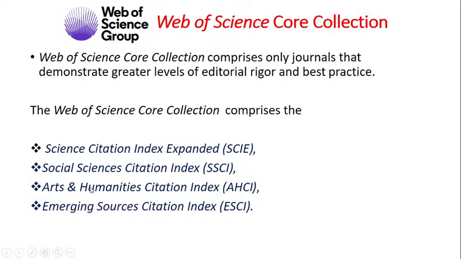So arts and humanities does not come under science and engineering. Of these two, the first one focuses on science and engineering, and this one is focused on social science. For arts, humanities and language, there is no impact factor. Okay, this AHCI does not have an impact factor. Similarly, ESCI also has no impact factor. Okay.